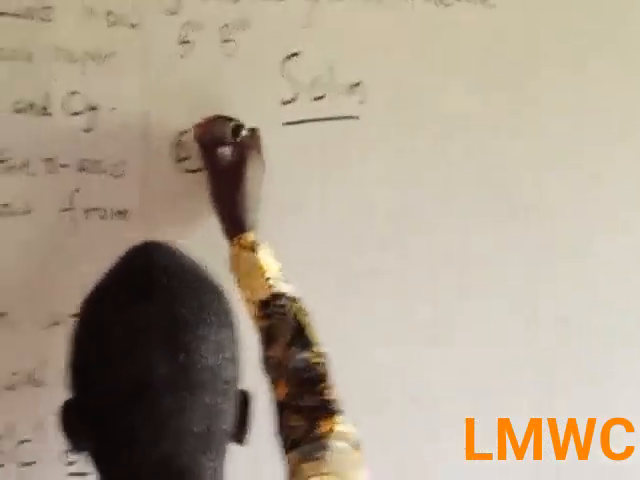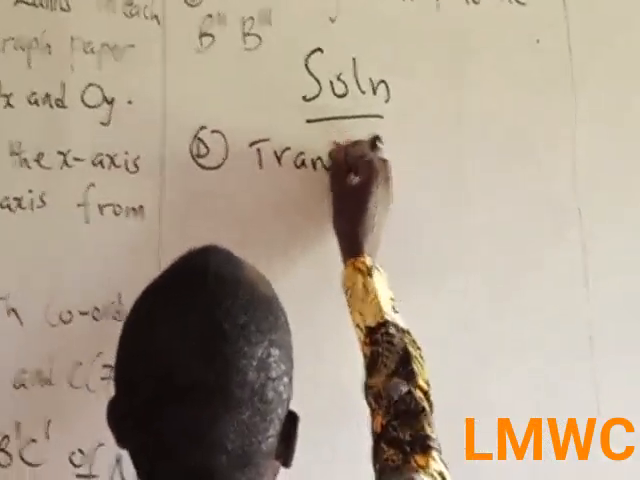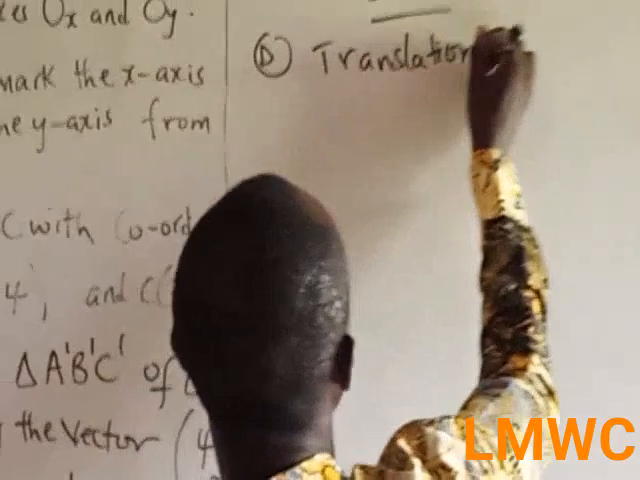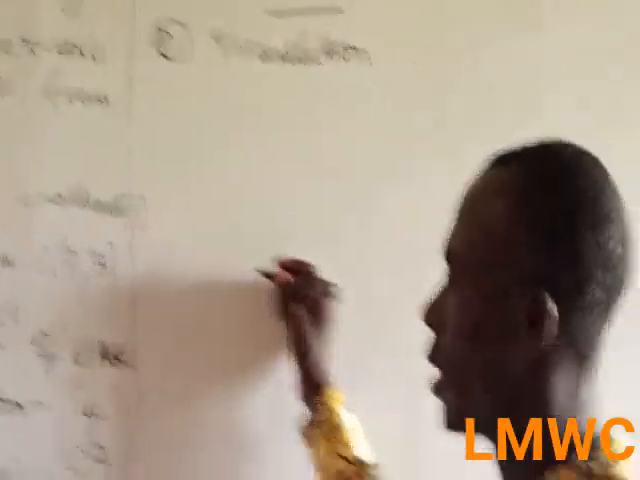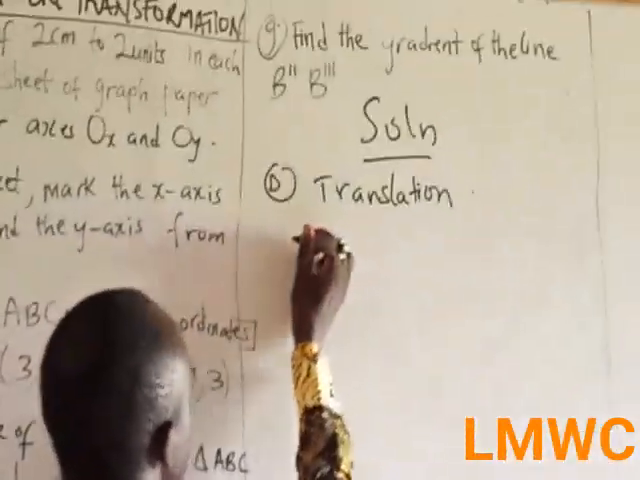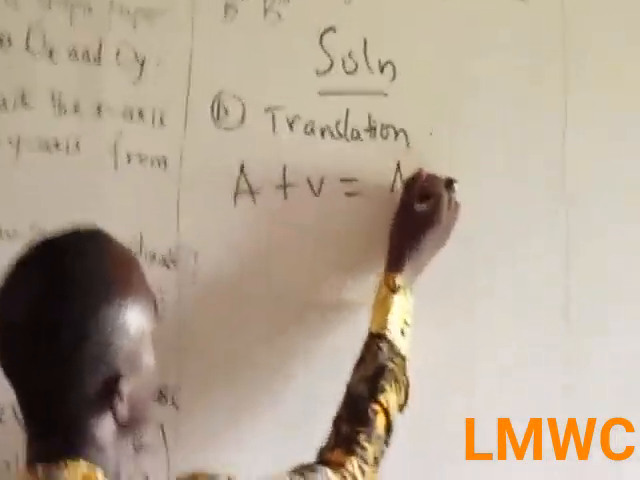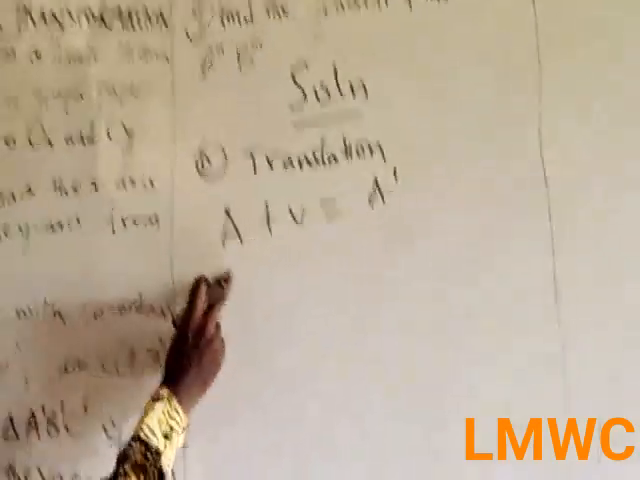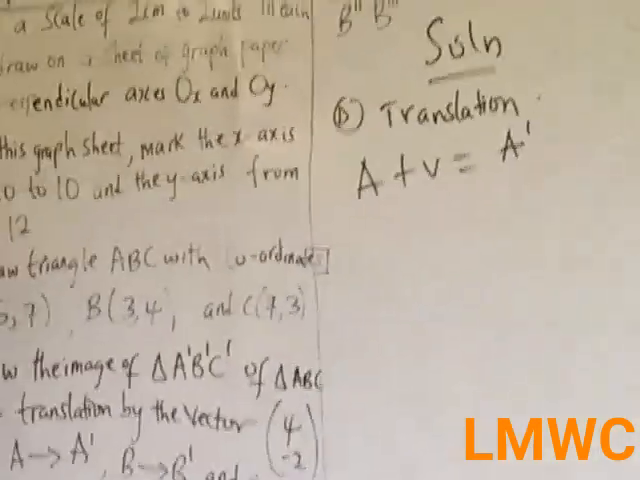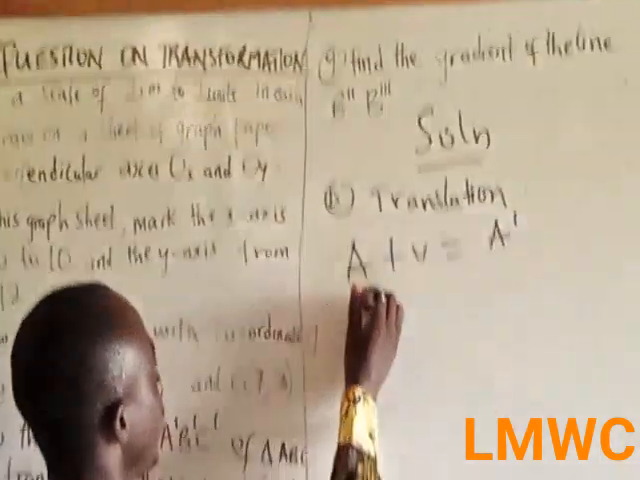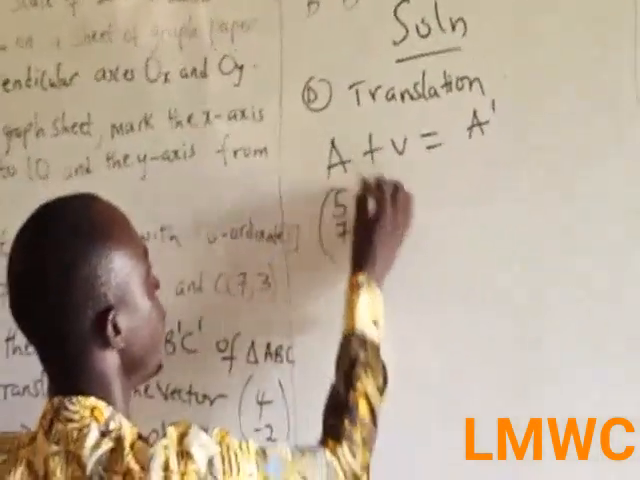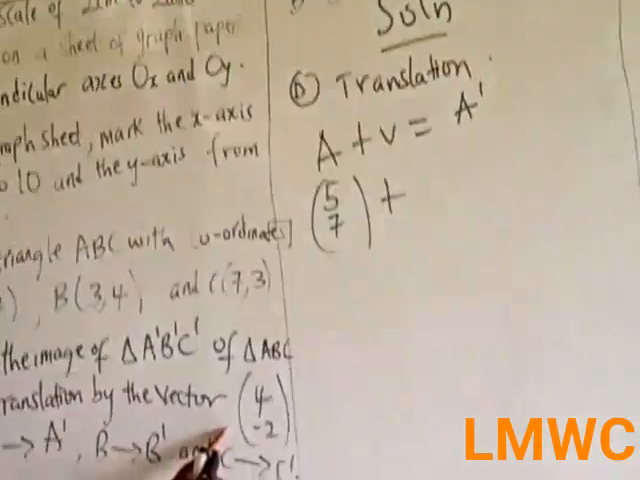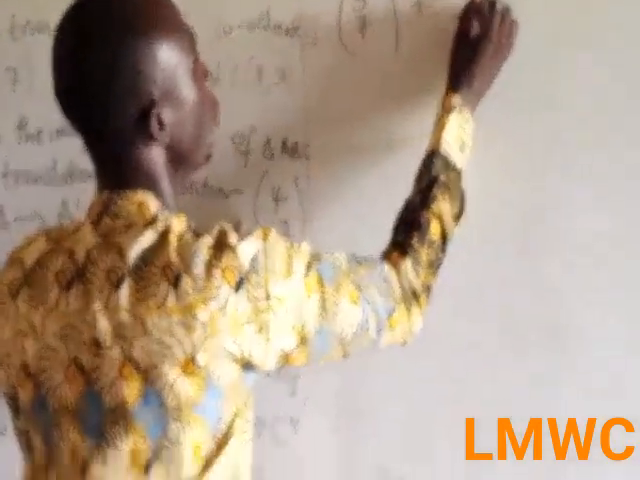D, translation. And under translation, it means add. Anytime you hear of translation, it means to add. This means A plus V will give you A prime. This is the translation vector, which is V, and this is the coordinates. So A, what is A? (5, 7). So (5, 7) plus V, the translation vector is (4, -2).